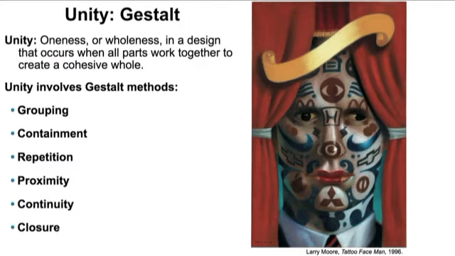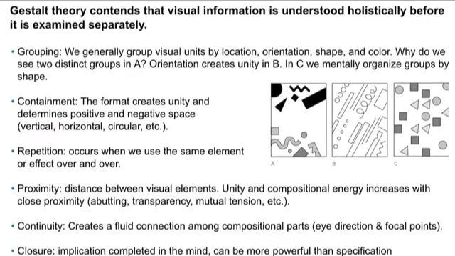Unity involves Gestalt methods. Gestalt theory contends that visual information is understood holistically before it is examined separately. Let's look at each of the methods. Grouping. We generally group visual units by location, orientation, shape, and color. Why do we see two distinct groups in example A? We see two distinct groups because they're generally different in value, so these are lighter in value, and they're in different locations. These two groups are just on different sides of the composition.